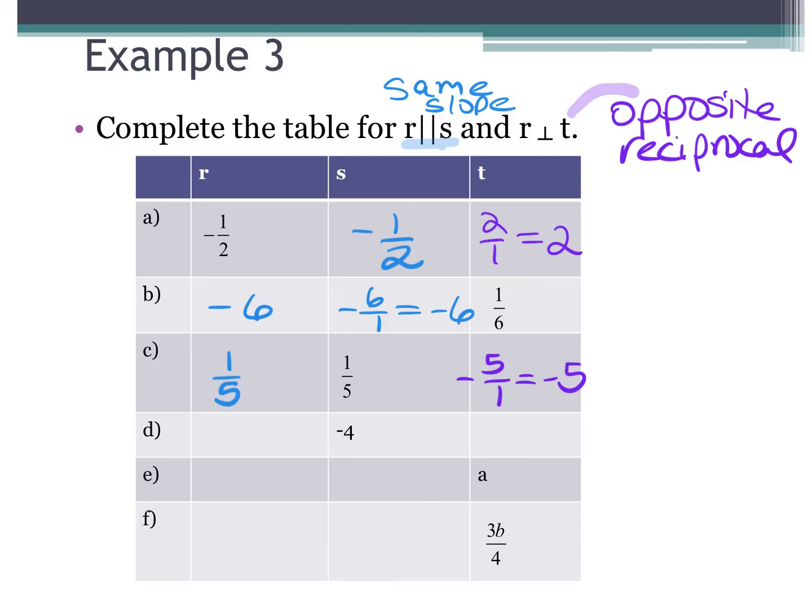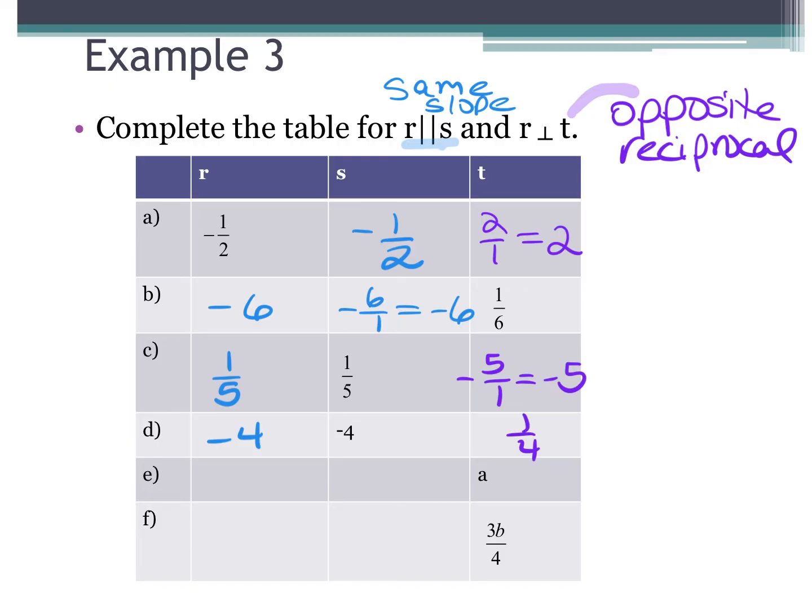For D, S and R are the same, so I'm just going to put -4 for R. And then for T, flip it and make it positive. Oops, I flipped it the wrong way. 1/4, and make it positive.